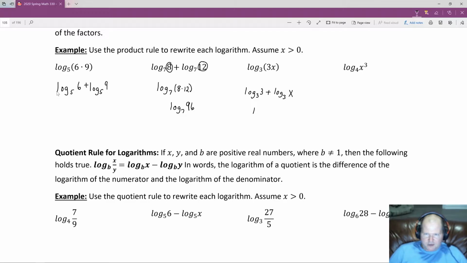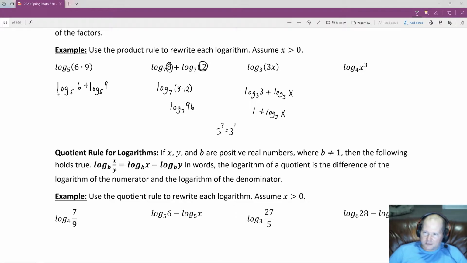If the base and the argument match, then the exponent must be 1. So they're basically saying this: 3 to what power is equal to 3? And you'd say, oh, it's 1. 3 to the first power is equal to 3. That makes sense. Okay, so then you would have 1 plus the logarithm base 3 of x over here.